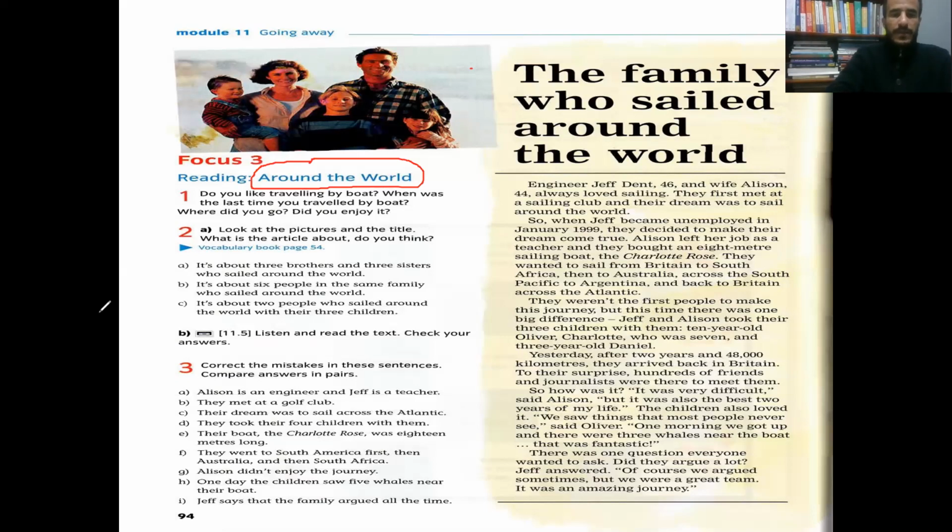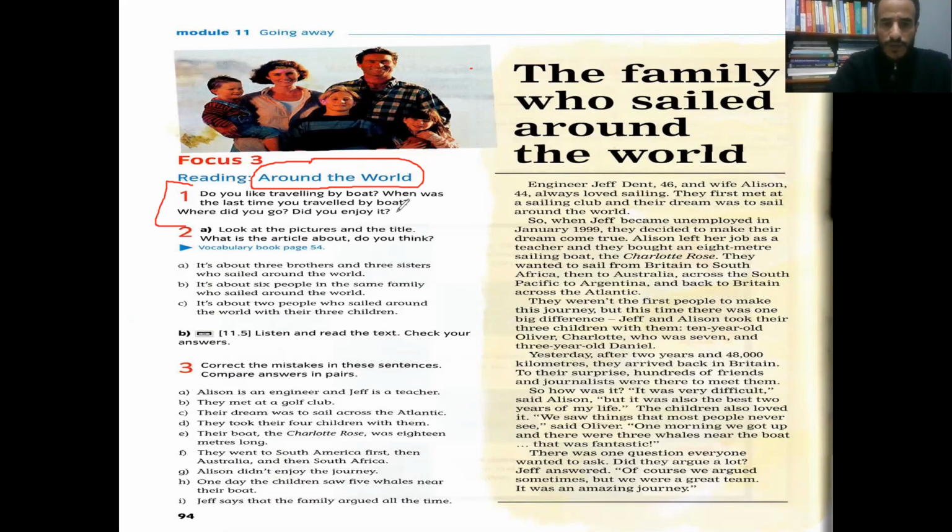Now, activity number one, do you like traveling by boat? When was the last time you traveled by boat? Where did you go? Did you enjoy it? So this question is the pre-reading, but what's the purpose again? Read the question. What's the purpose? Contextualization. Great. What else? Building interest. Great.